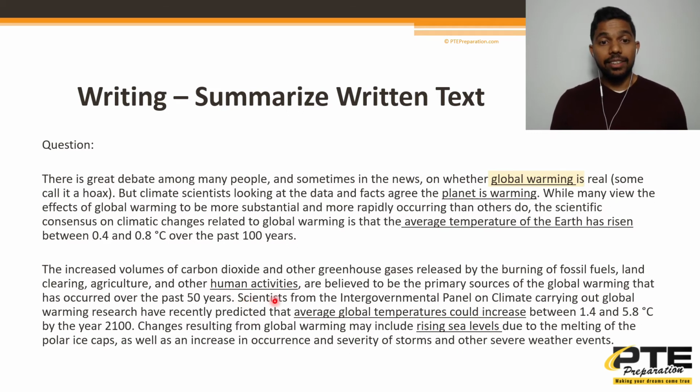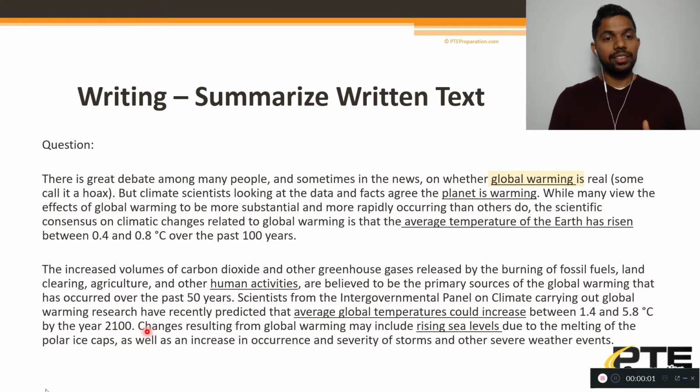Okay, the next sentence is: scientists from the Intergovernmental Panel on Climate Change carrying out global warming research have recently predicted that average global temperatures could increase between 0.1 and 0.58 degrees by the year 2100. So this committee has done a lot of research and they say that temperatures are predicted to rise further. So that's like a key point. So that's why I underline that one.